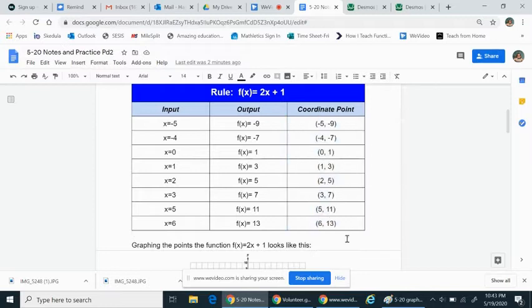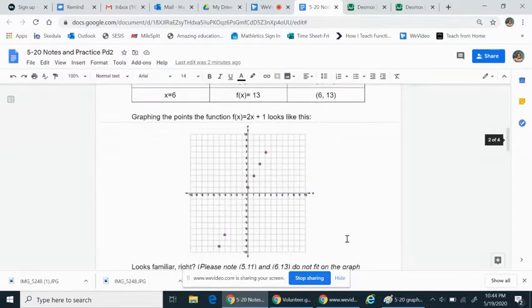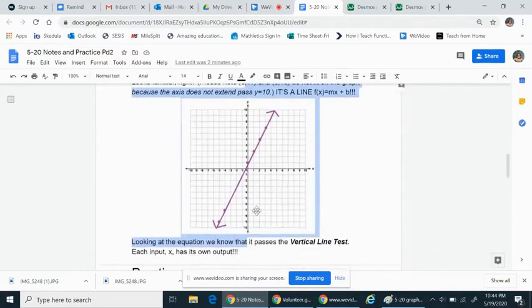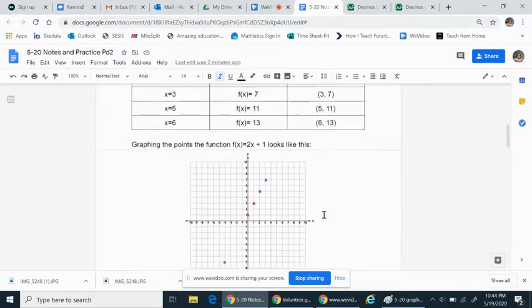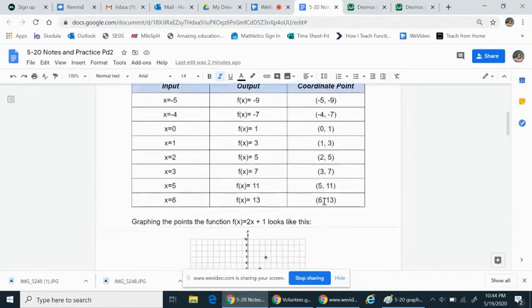So what would these points look like if we could graph them? Well, I did that for you. So here we have all the points from this function, f of x equals 2x plus 1, and we see all the points generated. Please note we're missing 5, 11. Oops, I got carried away. 5, 11, and 6, 13, because they just don't fit. This is a 10 to negative 10 graph, so those don't fit.